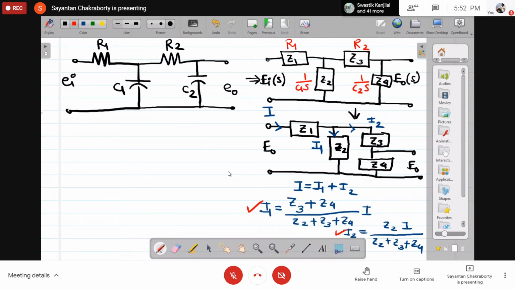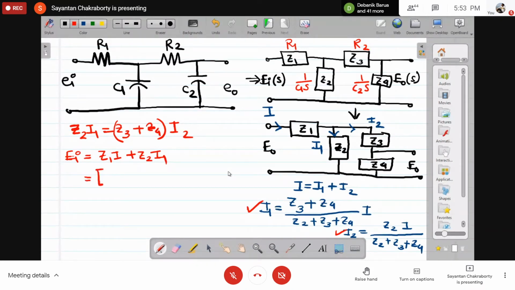Now let us write down the corresponding voltage balance equation, that is Z2 into I1, this potential between these two points, is equal to Z3 plus Z4 into I2, where I1 and I2 are already defined. So this is one equation where you can obtain a ratio between I1 and I2. Again, in KVL, EI is given as Z1 I plus Z2 I1. So using these two relations, you can replace this I1 in terms of I. So what you will get is Z1 plus Z2.